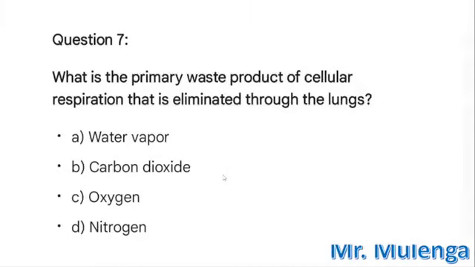We now move on to our next question. Here is our question 7. The question reads, what is the primary waste product of cellular respiration that is eliminated through the lungs? The primary waste product of cellular respiration that is eliminated through the lungs is carbon dioxide. So carbon dioxide will be diffused out of the blood and then go into the atmosphere.